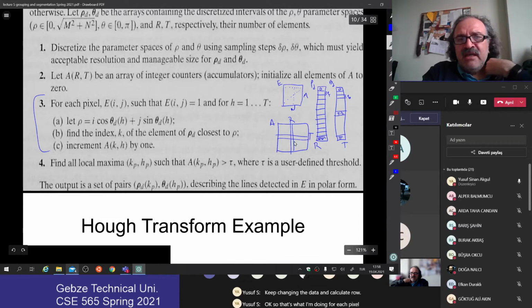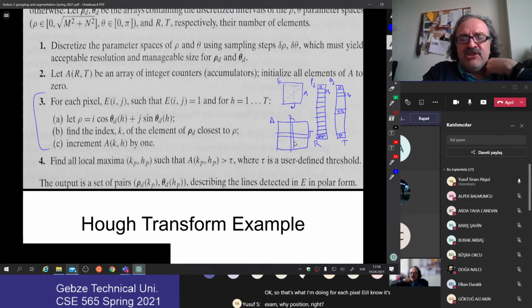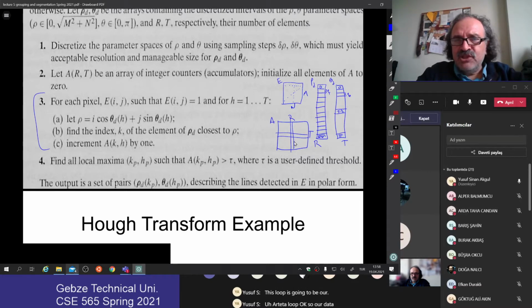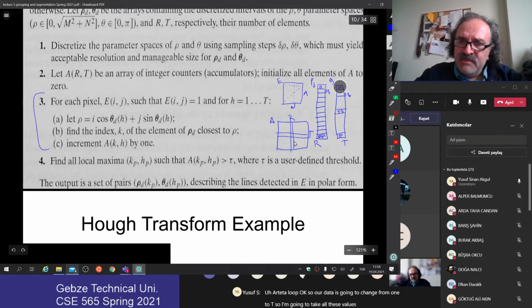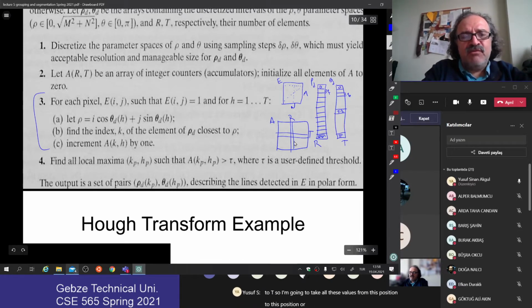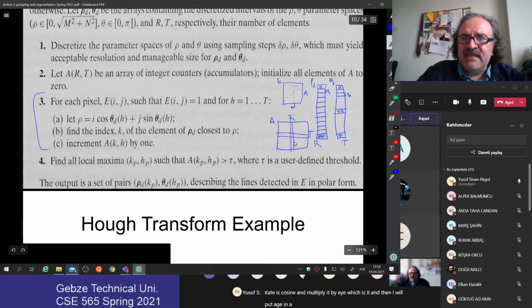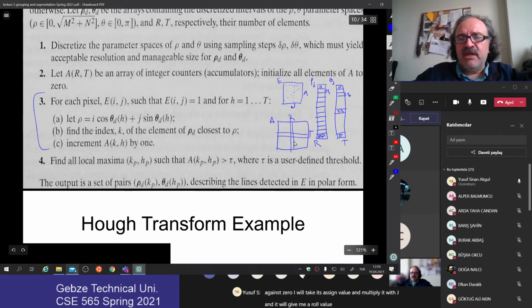For each pixel E_ij, I know its x and y position, right? For E_ij, i and j are the x and y positions. I am running this loop. This loop is going to be our theta loop. Our h is going to change from 1 to t. So I am going to take all these values from this position to this position. This is my formula. If h is 1, I will get this value from theta d, take its cosine, and multiply it by i, which is x. Then I put h in again in this theta d, take that value, take its sine value and multiply it with j, and it will give me a rho value. Okay, so I got a rho value.